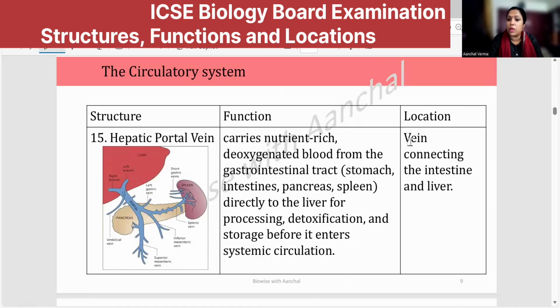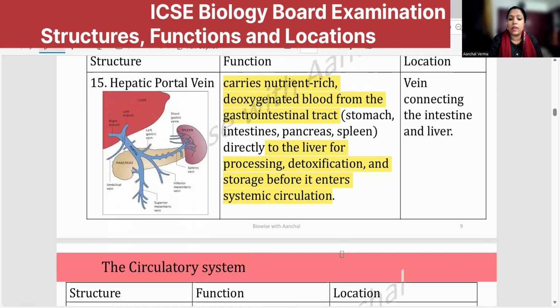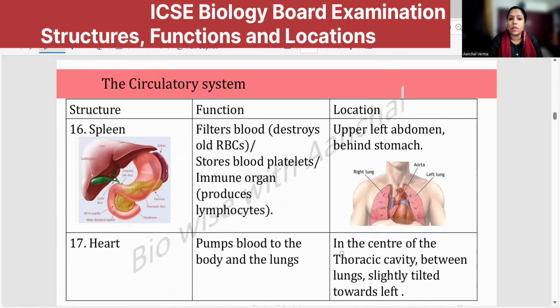Now, what is the location? Vein connecting the intestine and the liver. Not only intestine, actually the entire alimentary canal and the liver. And what is the function? It carries nutrient-rich deoxygenated blood from the gastrointestinal tract directly to the liver for the process of detoxification and storage before it enters into the circulation. This is your complete idea about the hepatic portal vein, the function, what it carries, where it is located. Okay, very important.